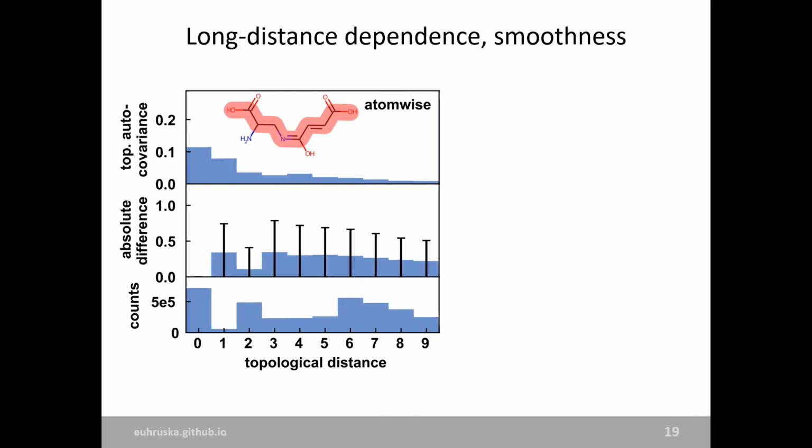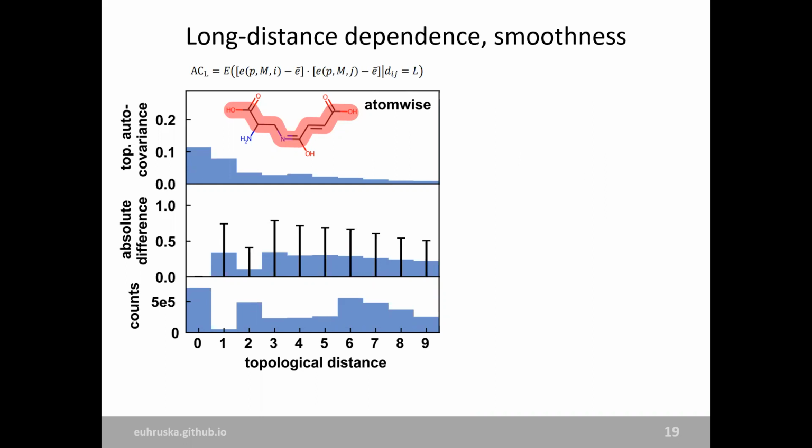I also investigated the long-distance dependency, or the smoothness between neighboring atoms or neighboring nodes in this molecular graph. There are some papers which assume that the explanation itself is smooth, that neighboring atoms have a more similar explanation, and use that as a regularization for the training of the explanation. So to check this, I analyzed this ground truth explanation with the topological autocovariance.